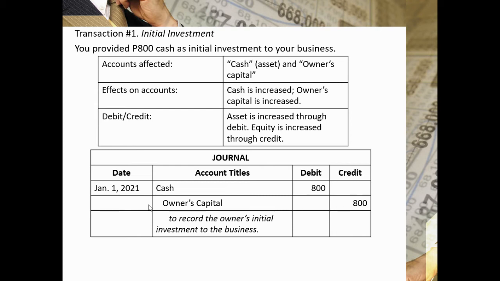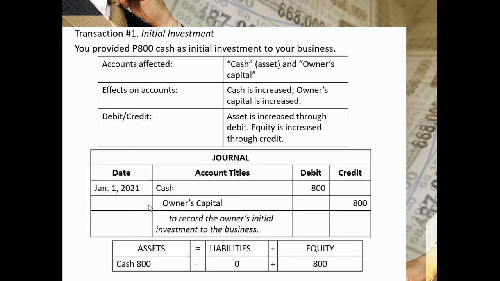Next na gagawin mo is you need to check the equation kung equal pa rin siya based sa naging entry mo. So, debit cash 800 and credit to owner's capital 800. What is the effect of this transaction in the formula or equation? So, cash 800 equals liabilities is 0 kasi wala naman tayong entry involving liabilities, while equity is 800. So, the accounting equation is still balance.